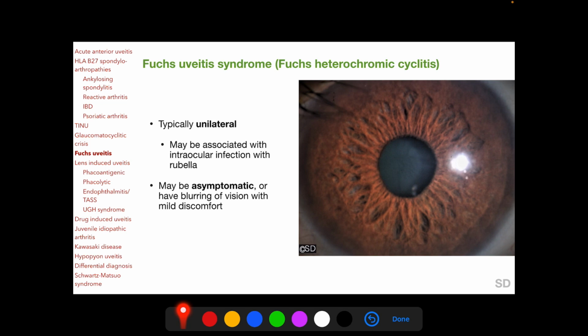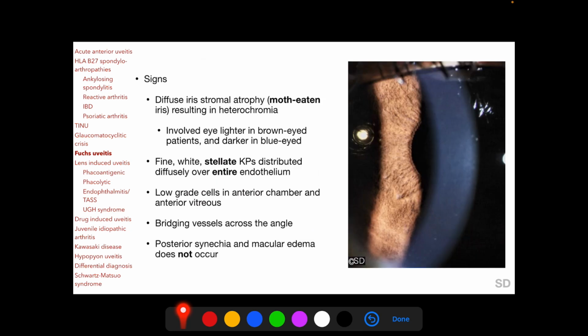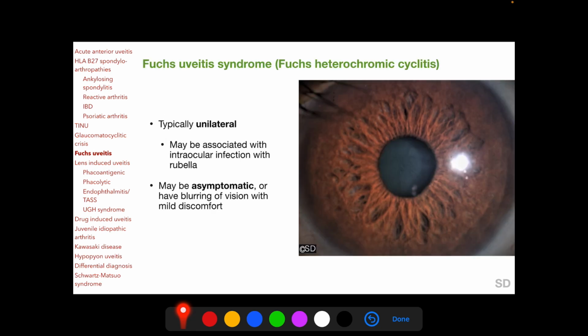rubella. Fuchs uveitis syndrome is usually asymptomatic and thus incidentally detected, or patients have mild blurring of vision with mild discomfort. A typical feature of Fuchs uveitis syndrome is diffuse iris stromal atrophy resulting in heterochromia, and this diffuse iris stromal atrophy results in moth-eaten iris. So this appearance is called moth-eaten iris, and when we compare it with the other eye, the difference becomes even more apparent.